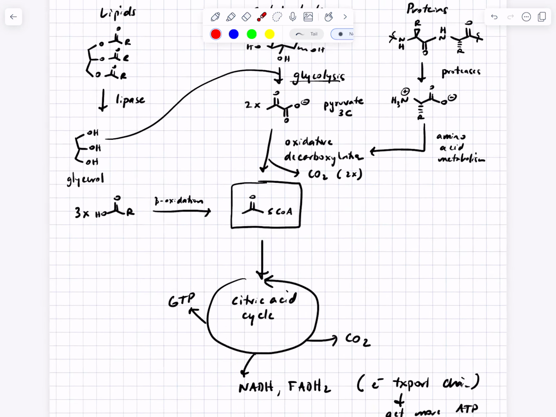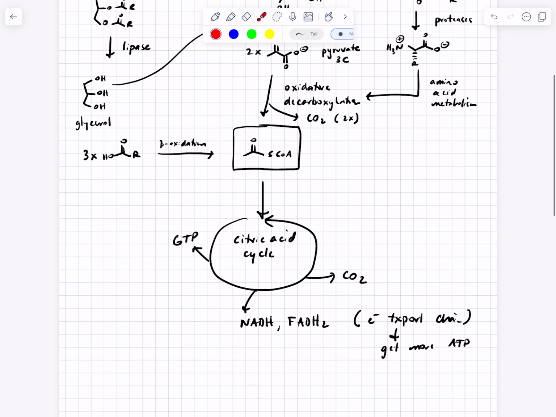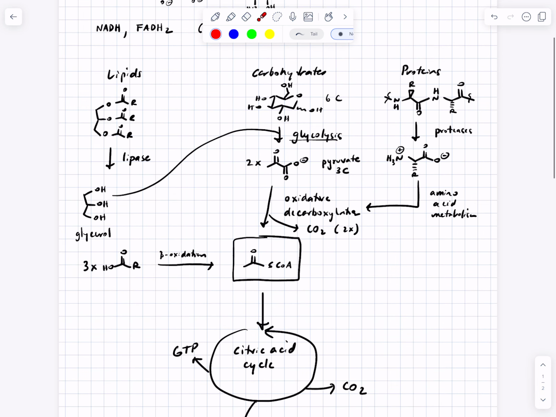All right, so let's start out with lipids and metabolism of triglycerides. And let's start with this reaction of a triglyceride to hydrolyze.